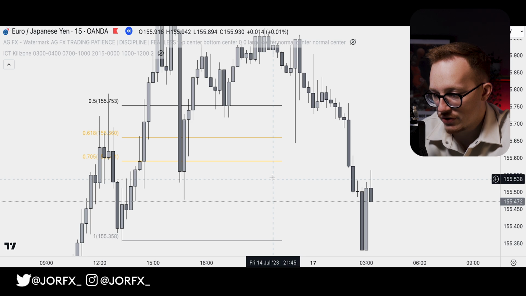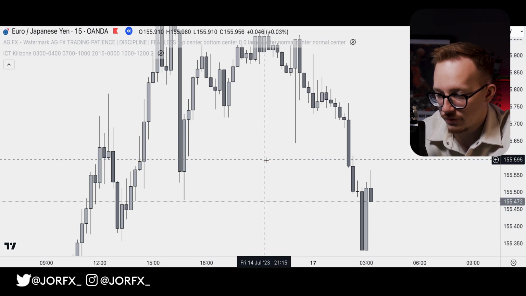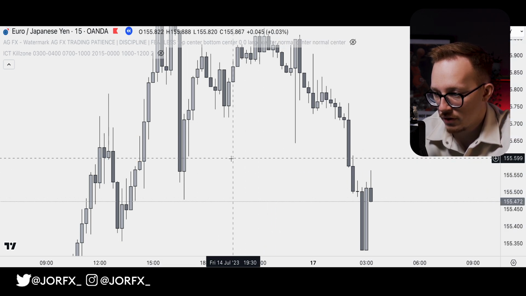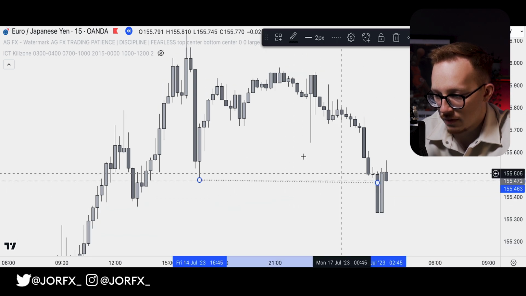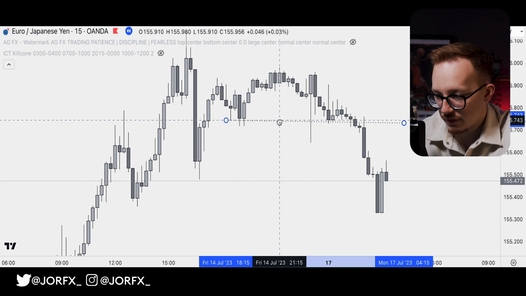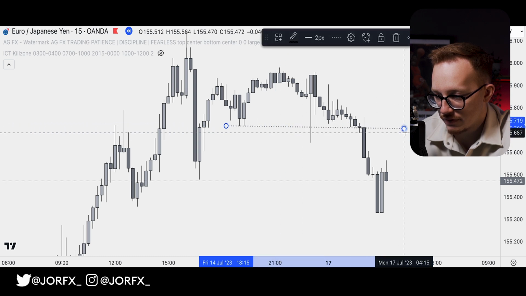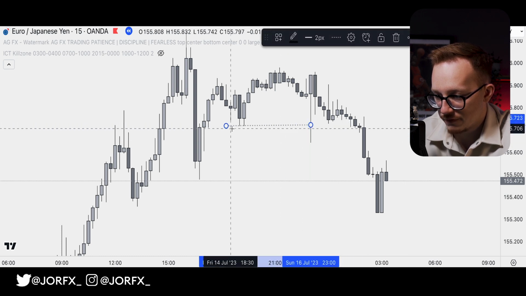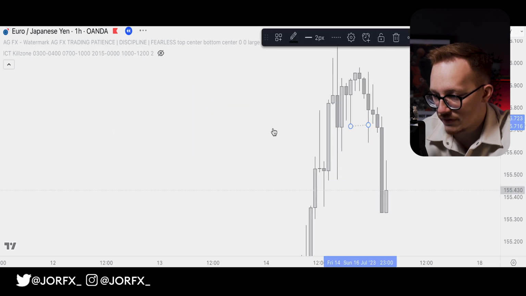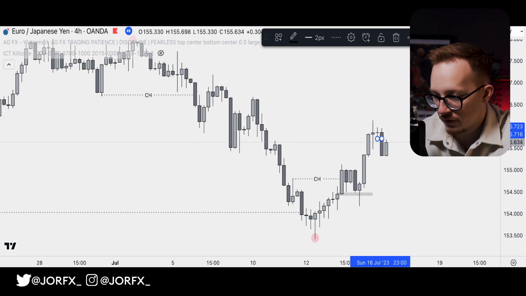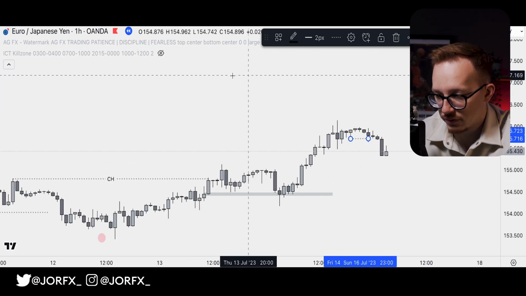Okay, guys, right now, as you can see, we broke the lows right here. So what does this tell us? Break of structure. Or actually it happens right here already. So you have your market structure shift right here on the 15. Let's see, is the 1 hour and the 4 hour still bullish? The 4 hour is still bullish. The 1 hour is still bullish.